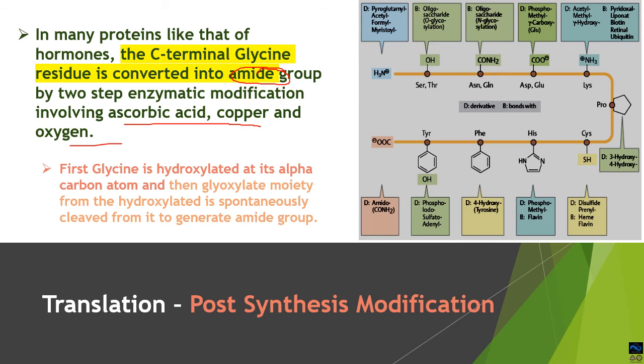What happens for this glycine at the C-terminal residue is that it is first hydroxylated at the alpha carbon. Then the glyoxylate moiety, which has just been created, is removed, and this removal generates the amide group from this glycine. This is then the functional form of the protein in its mature form.